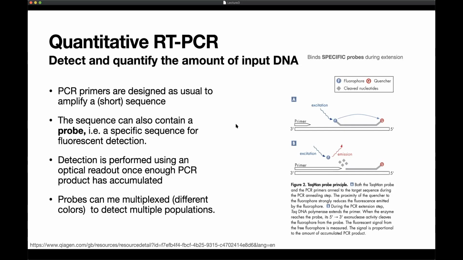The other nice thing about TaqMan PCR is that probes can be multiplexed. So you can have multiple populations that you're trying to amplify if you have fluorophores that are emitting different wavelengths of light, so red, green, blue, you can detect multiple components.